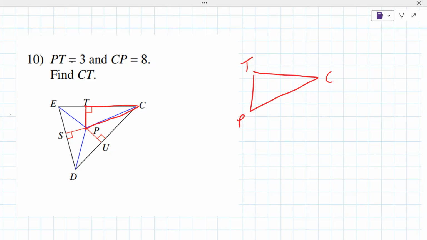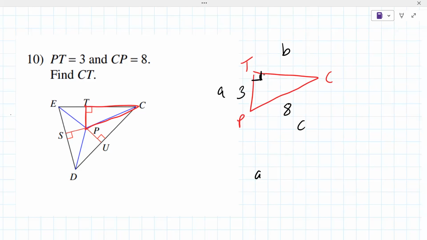I got 73 equals C squared. So PT is 3, CP is 8 though. So this is the right angle. So your A and B, or you could have switched it up. You could have put A and B here.